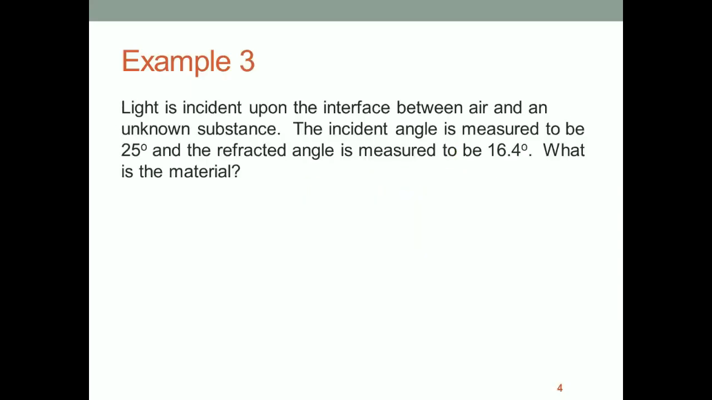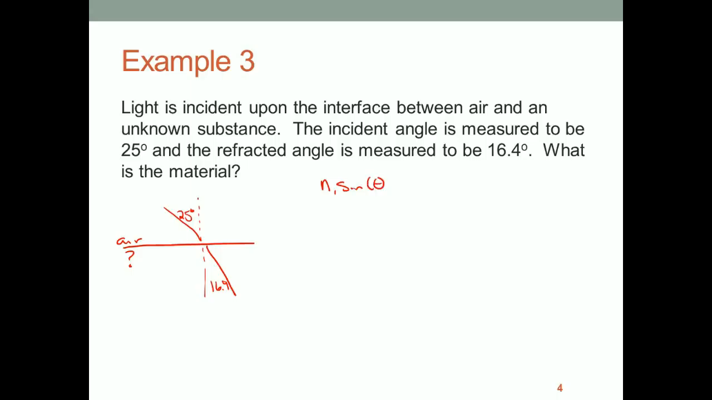For the last example, it's similar to the previous one. We again have an interface. We're told one side is air, the other side is unknown. But we are told the angles. The incident angle is 25 degrees and the refracted angle is 16.4. So automatically I should expect the index of my new medium to be bigger than air because I've refracted towards the normal.